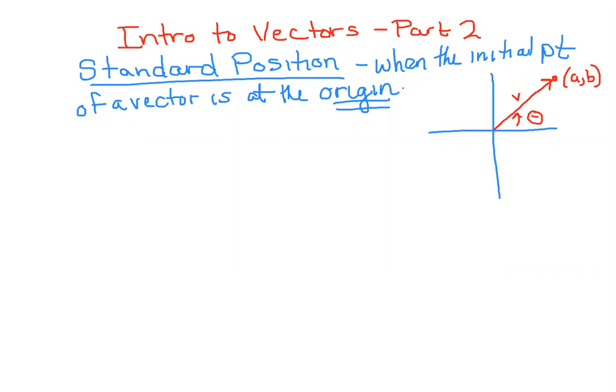So if a vector is in standard position, this picture of this vector is standard position because its initial point is here at the origin, and the terminal point is A, B, then the component form of vector V, this vector V right here, is ⟨A, B⟩, with those little pointy parentheses. That is the component form of a vector.